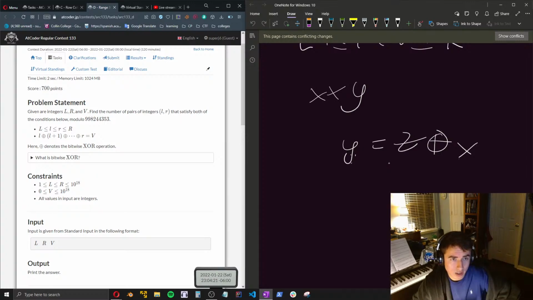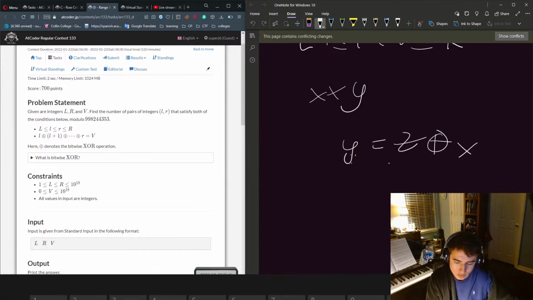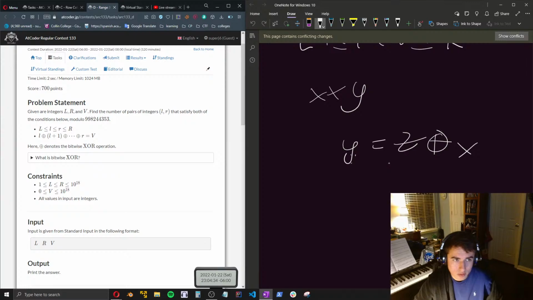Either way, we need to count the pairs where x is less than or equal to y. We can just count the total pairs and divide by 2, because the only time x and y are equal is if the XOR is 0. So if we have a fixed z and iterate x in a consecutive range, is the range that it can reach also consecutive? Okay, good.